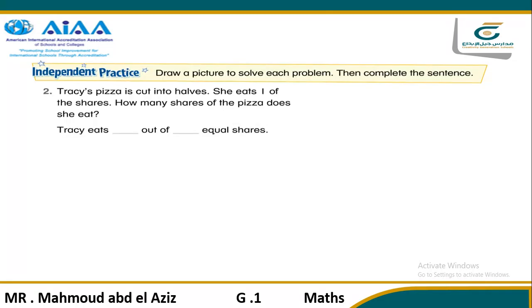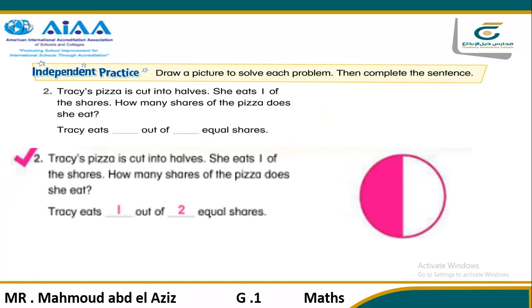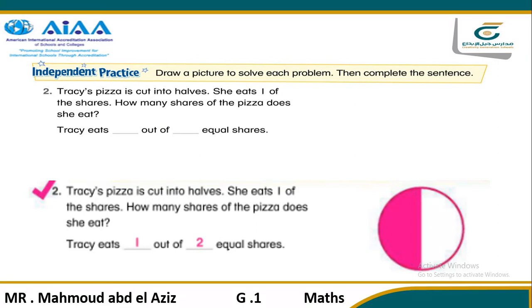So, dear students, with our first question here, draw a picture to solve each problem, then complete the sentence. Tracy's pizza is cut into halves. She eats one of the shares. How many shares of the pizza does she eat? So here we have one pizza cut into halves, and she eats one of the shares. So Tracy eats what? Excellent. 1 out of 2. So here we can write Tracy eats 1 out of 2 equal shares.